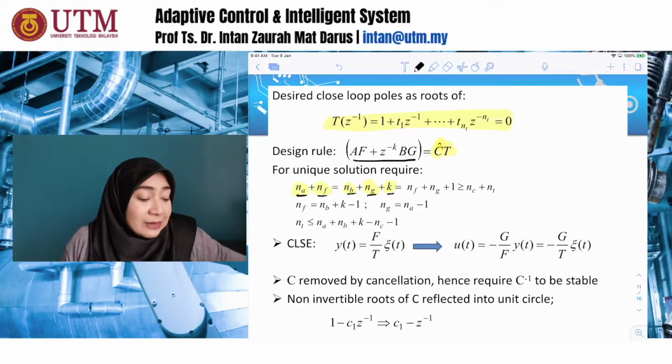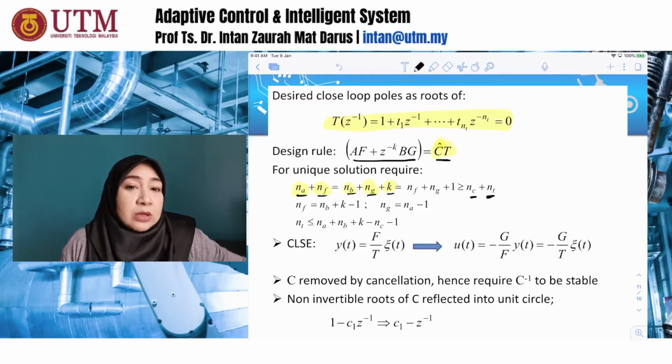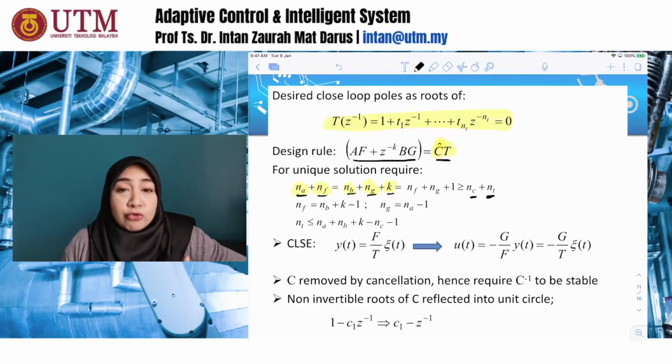At the same time, if I write NF plus NG plus 1, it must be bigger than the model order on the other side of the equation, NC plus NT. We can decide the value of our poles, if it's model order 2 or 3 or whatnot, but that will reflect the model order of our controller, because we need to design our controller, and the model order of our controller must be able to solve this in order for us to get a unique solution.